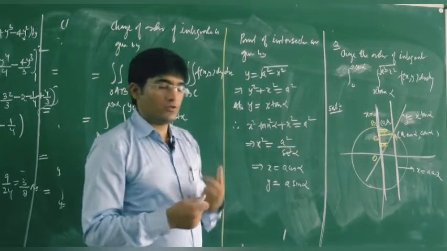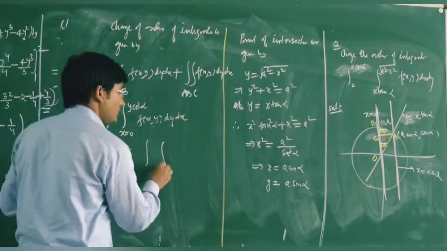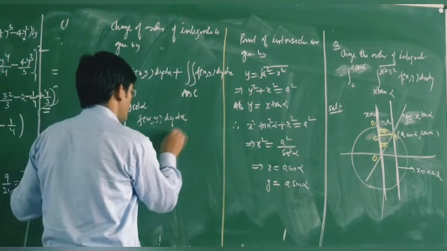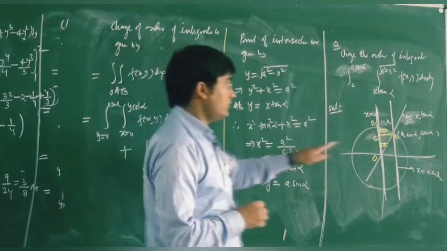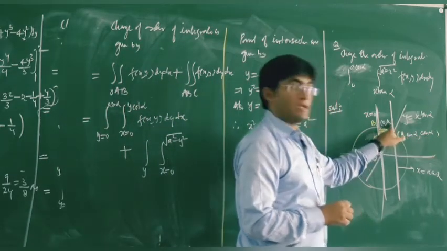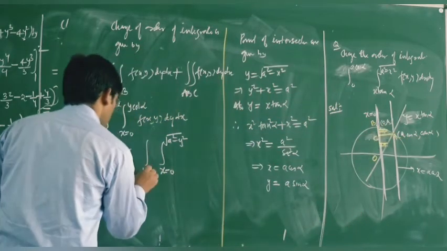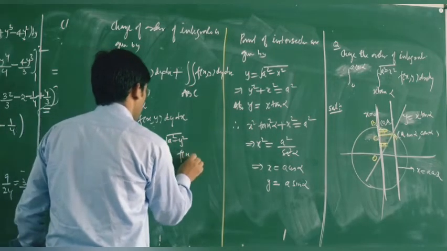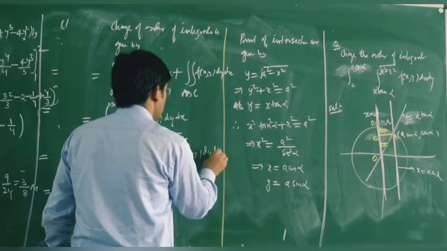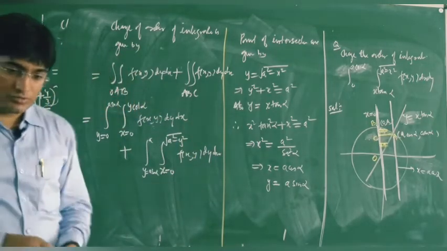So your x will be under root a square minus y square. So here we have x as 0 to under root a square minus y square. And then the values of y will be from a sin alpha to a. Then we have f(x,y) dy dx. So this is the change of order of integration of this problem.